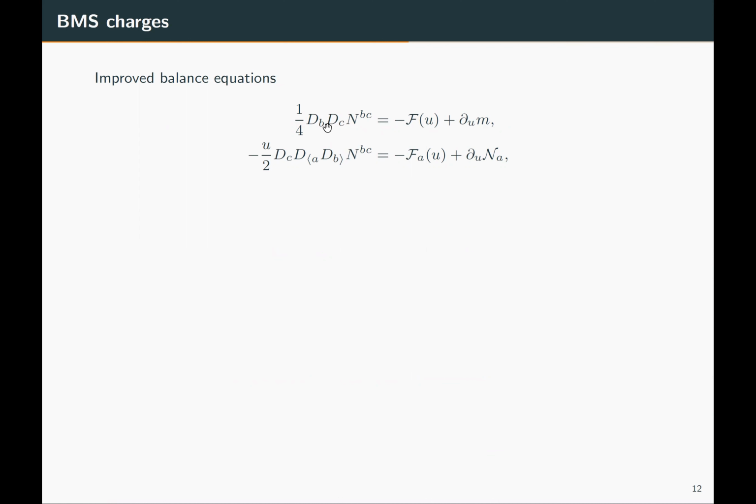So as you see, the structure is as follows. We have a term linear in the news on the left, and then we have the flux term, which is quadratic in the news and vanishes when the news is 0. And then we have the time derivative of these aspects.